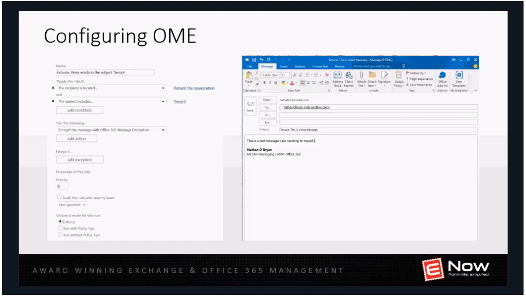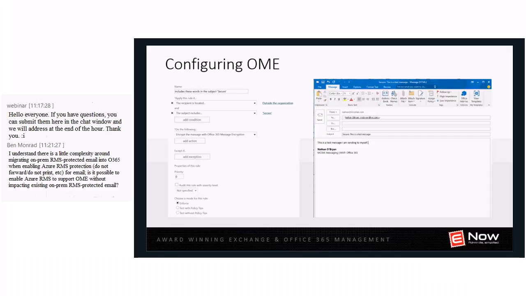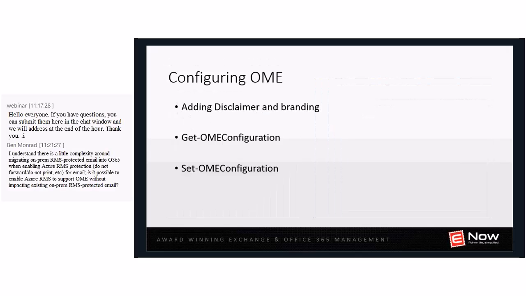Once that rule is set up, you can go ahead and test it. Here in my Office 365 tenant, I sent this to my live account. I used the word secure in that subject line, and we can see that this message goes out secure. Well, we'll see that in a couple slides.